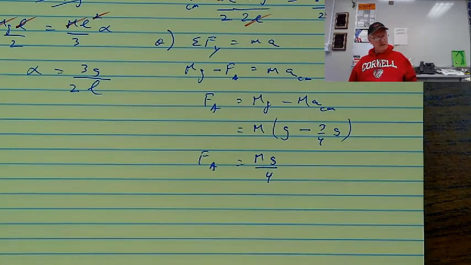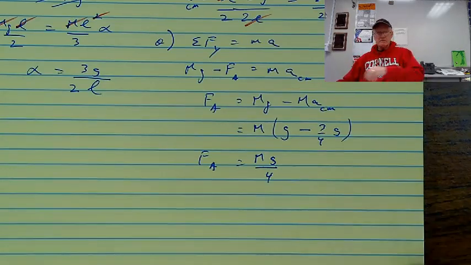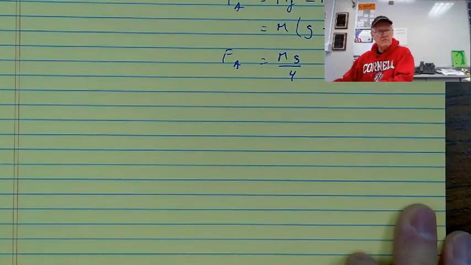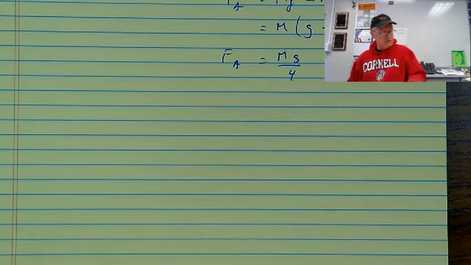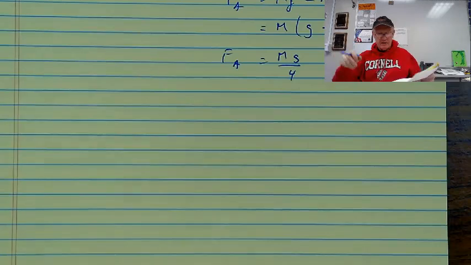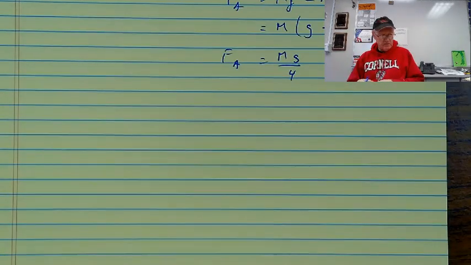Okay, I think the best way to do this would be to look at the energy. Let's look at it from an energy standpoint. If we can go from energy to rotational kinetic energy, and that will let us go to angular velocity.